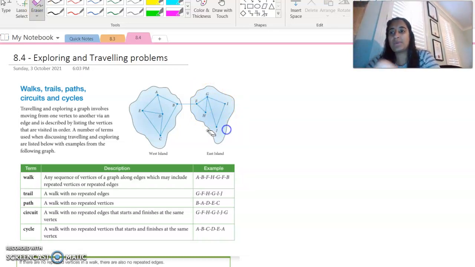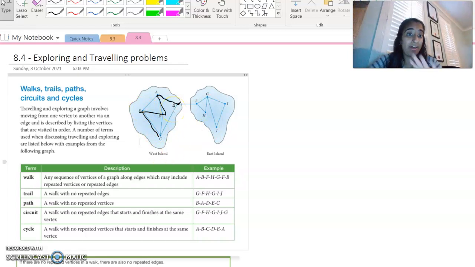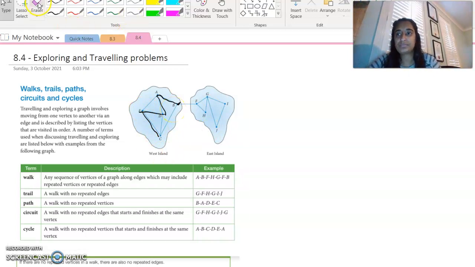Okay, the next one that we look at is called a path. So a path is a walk, but there's no repeated vertices in this instance. So an example could be starting at B, we go to A, we go to D, we go to E, and then we end at C. Okay, so that could be a particular path in your network.